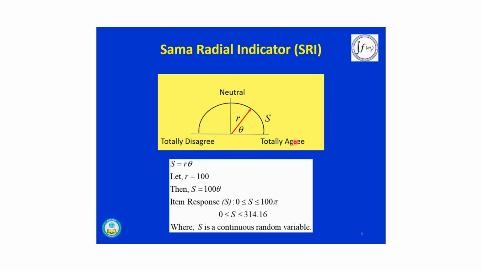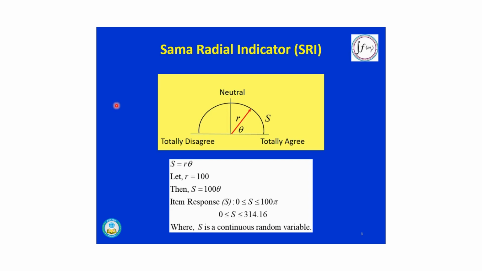In this item scale, which looks like a half circle or semicircle, there are three words: totally agree, neutral, and totally disagree. We request the respondent to put a mark on this semicircle based on his or her belief, or as they feel. Then we can take the angle at that point or arc length as our variable. If it is the angle, it is 0 to 180 degrees. If it is the arc length, we can use the formula S equals R theta to obtain the arc length.